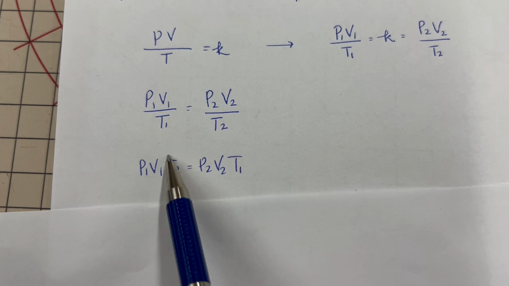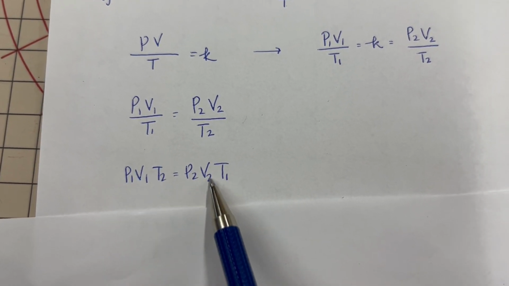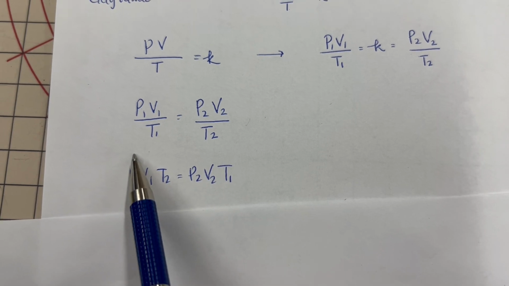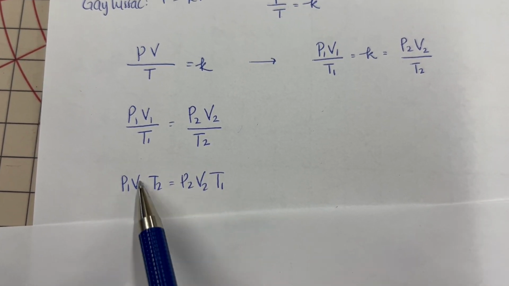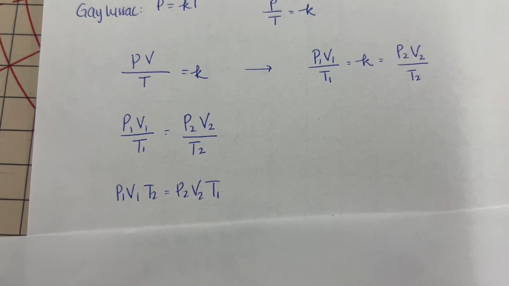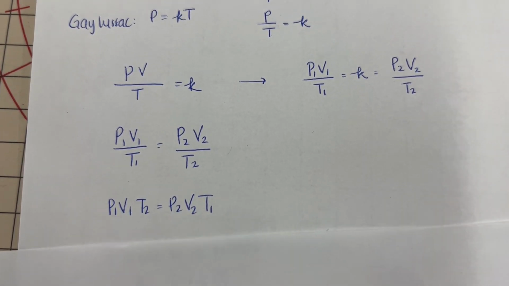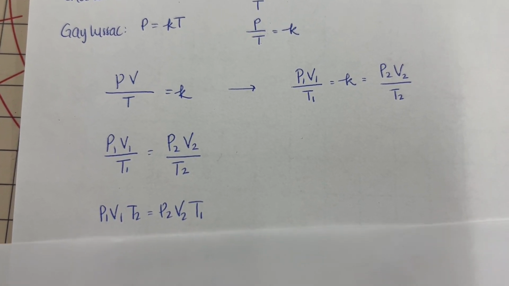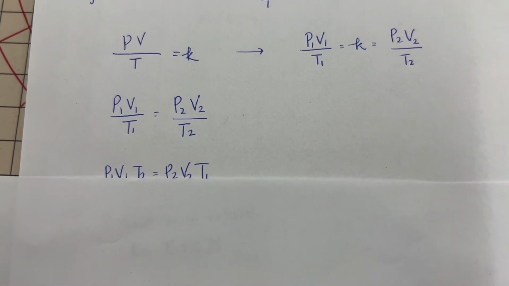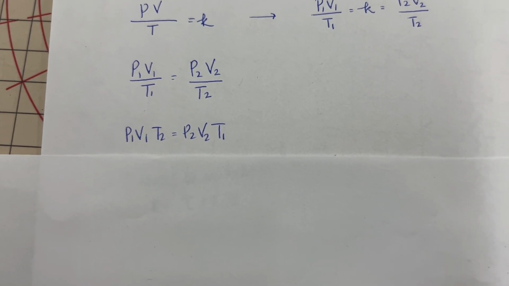If you were to cover up the temperatures, you would have Boyle's law. If you were to cover up the pressures, you would have V1T2 equals V2T1, which is Charles' law. And the same with the volumes. If you covered up the volumes, you'd be back to Gay-Lussac's law. So in theory, you can use the combined gas law equation for every single problem that we have done so far.